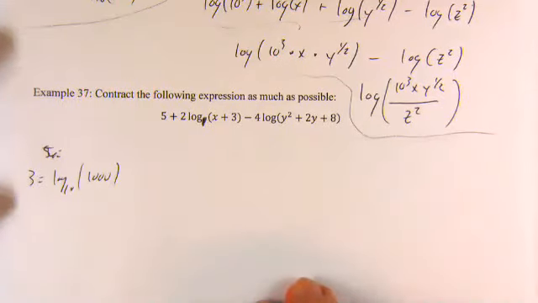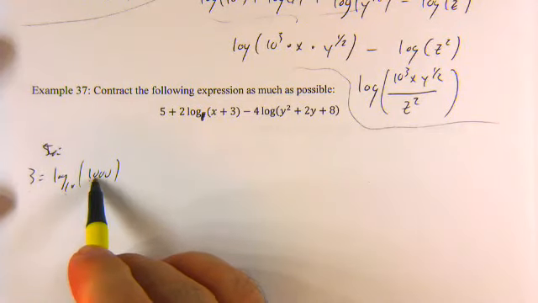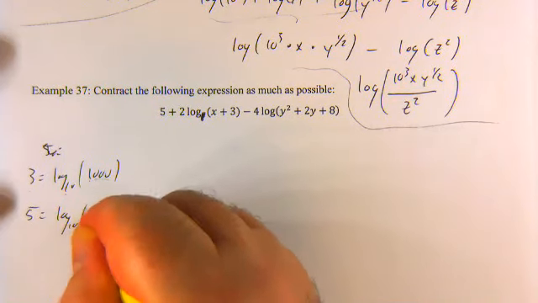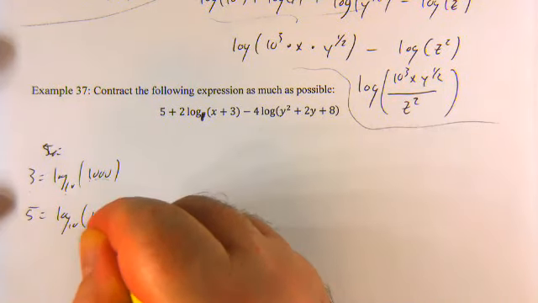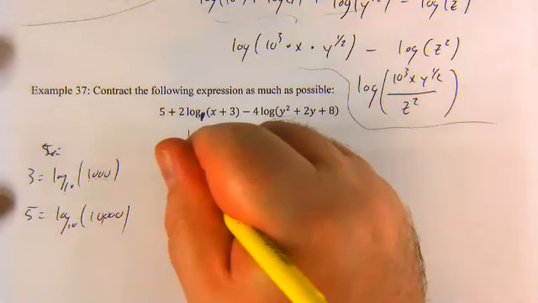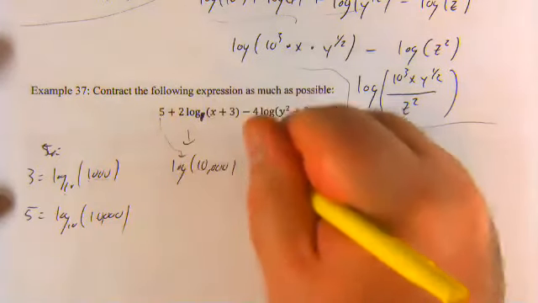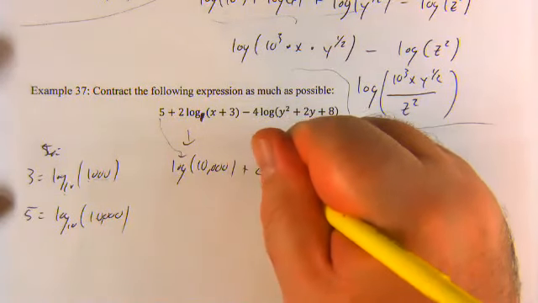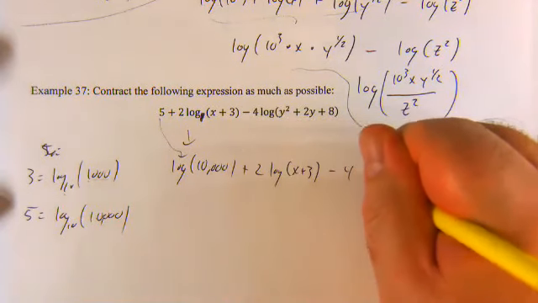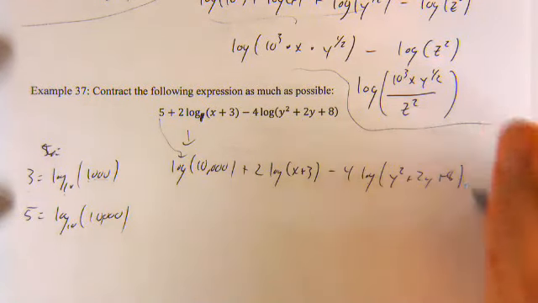One easy way to deal with log base 10s is 3 is log base 10 of 1 followed by 3 zeros. 5 is log base 10 of 10 to the 5th, which is 1 followed by 1, 2, 3, 4, 5 zeros. 10,000. So this becomes log of 10,000, that's my 5, plus 2 log x plus 3 minus 4 log y squared plus 2y plus 8.